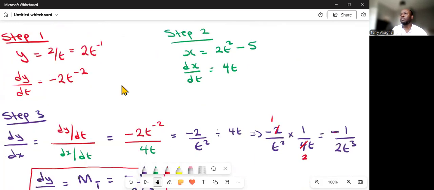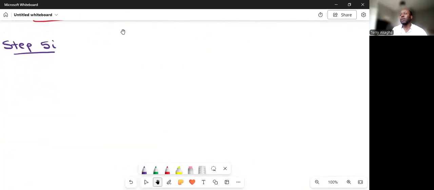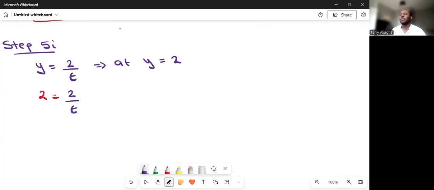So we're going to go back now. The original equation was y is equal to 2 over t, but we're substituting the y value into this. So therefore, we can now say that y is equal to 2, so 2 will be equal to 2 divided by t. Now, we're looking for t.